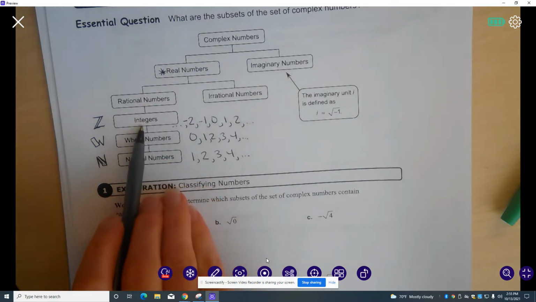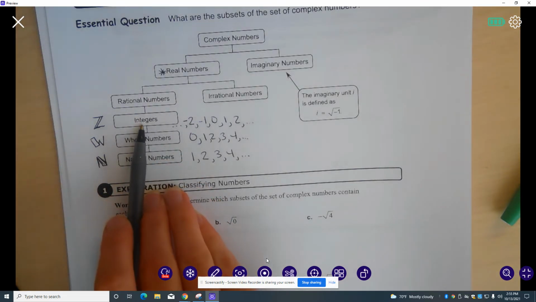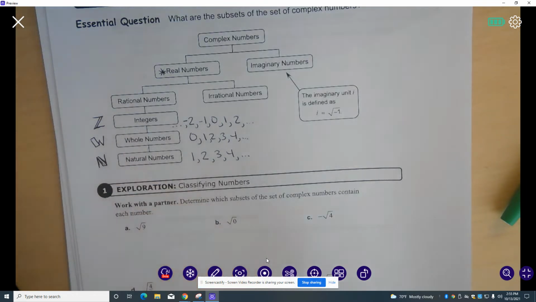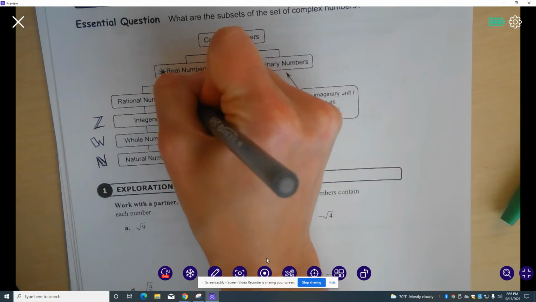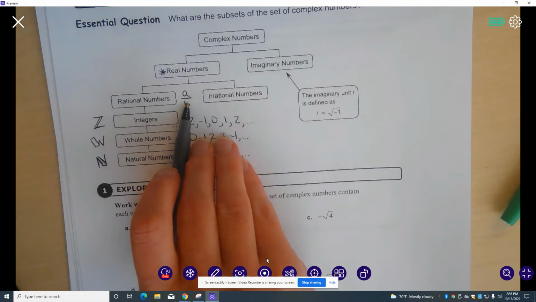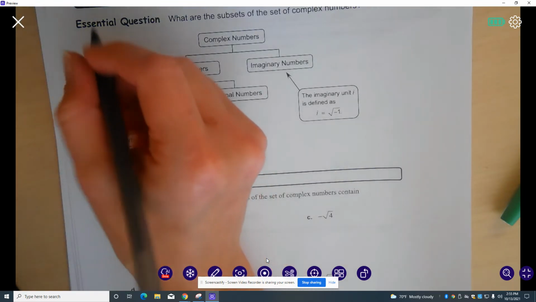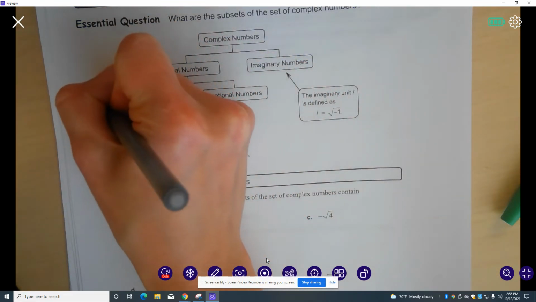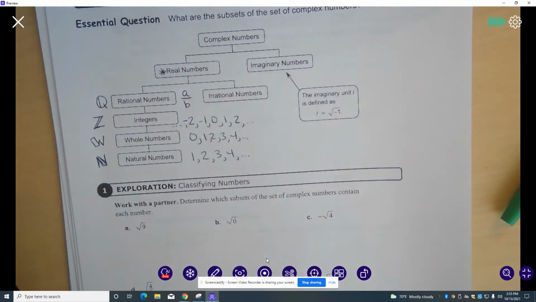Rational numbers are all of the integers, and it includes numbers that can be written as a fraction. So any number that can be written as a fraction. These are a lot of our decimals. A lot of decimals can be written as fractions. They can be positive numbers, negative numbers, and we'll use a fancy uppercase Q for rational numbers.